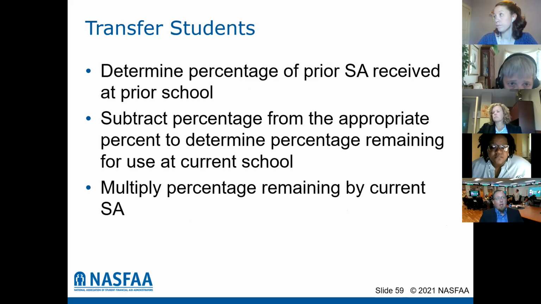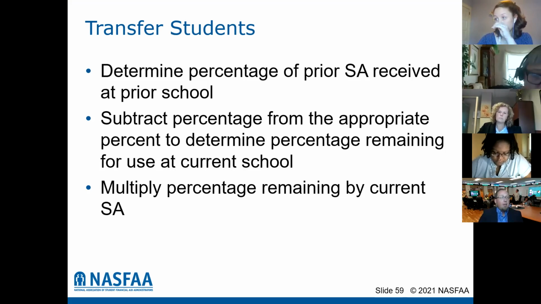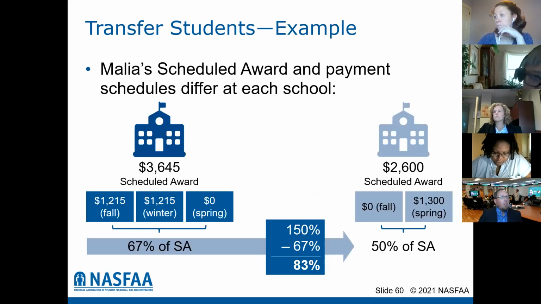You're going to determine the percentage of prior SA received from a prior school. Subtract the percentage from the appropriate percentage to determine the percentage remaining for use at your current school. And then you're going to multiply the percentage remaining by the current SA. I know that can sound a little bit confusing, but we have a couple examples here so you can understand a little bit better. It does get a little more confusing, and it's not just an easy formula here.